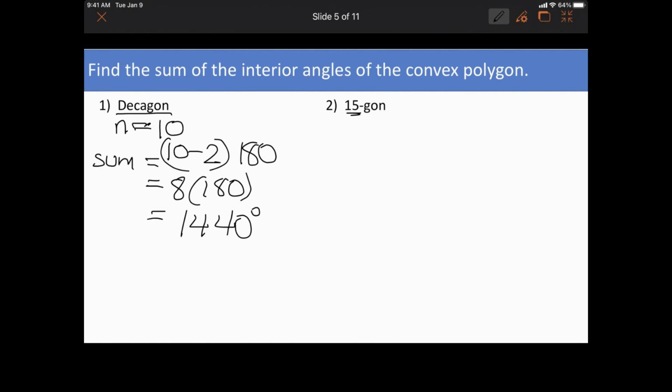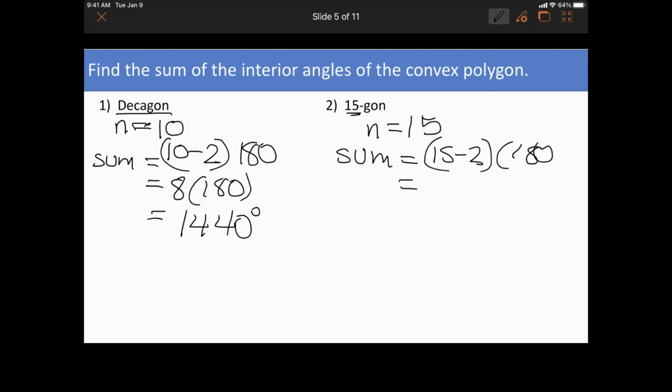Okay, 15-gon. So when they talk about n-gon, remember after 12, we don't have a special name. We just say n-gon. So this is a 15-sided polygon. So the sum is going to be 15 minus 2 times 180. So that's 13 times 180.